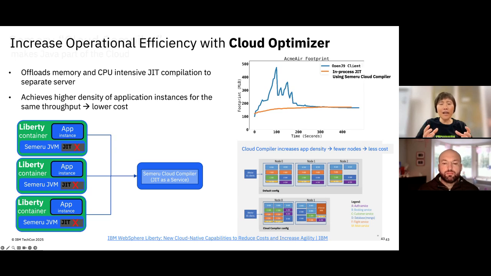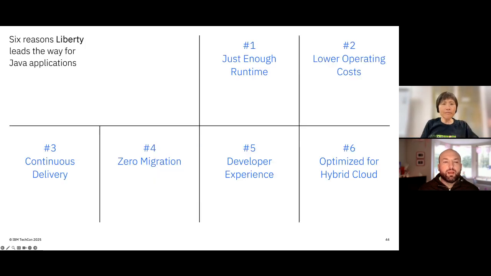The Semeru Cloud Compiler can do all this compilation, and with that, your application doesn't need to use the additional RAM or CPU for this JIT operation. So as you can see on the top of the chart, it's flat. It no longer has these spikes. Next, please. Thanks. So I think we've covered the 6 areas where Liberty leads the way.